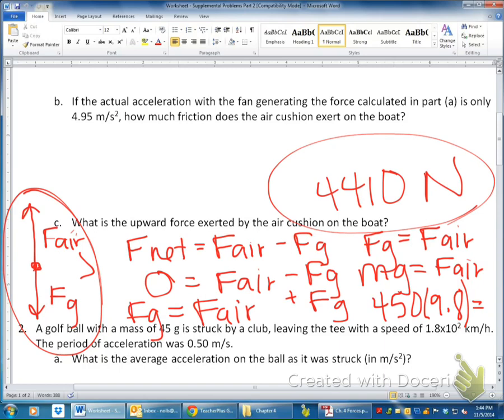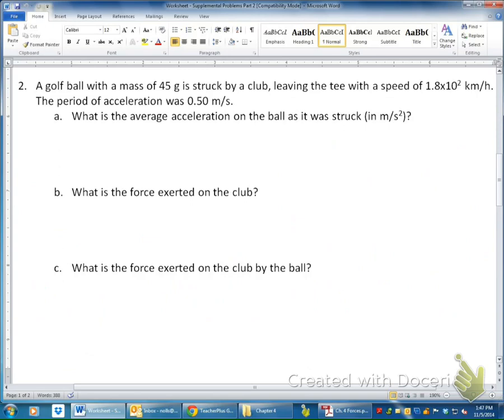Okay, so we need to read this problem carefully here, but there's a typo where it says the period of acceleration. It should be 0.5 seconds, not 0.5 meters per second. So we'll cross that part out. It's supposed to be time. So let's think about what we need to adjust in our problem first. What does our mass need to be in? It needs to be in kilograms. So then our mass becomes 0.045 kilograms.